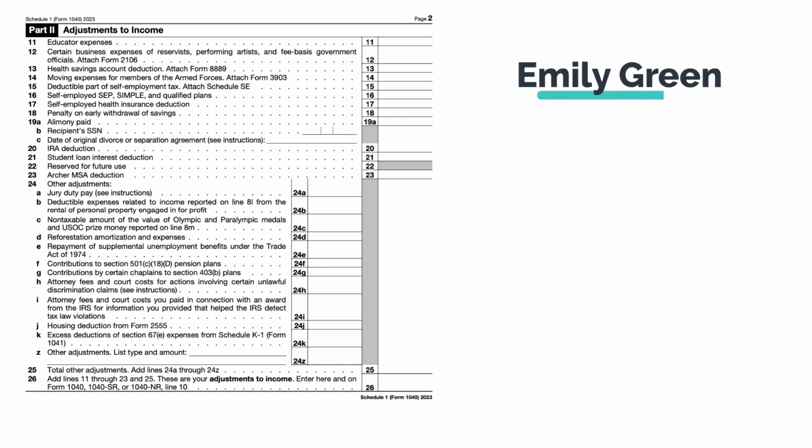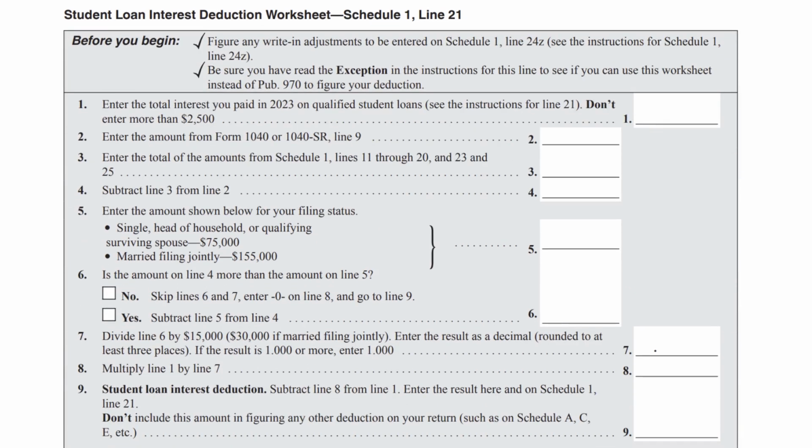We're going to return to line 21 and use the student loan interest deduction worksheet to see how much student loan interest deduction Emily qualifies for. Emily had $3,070 of student loan interest. Pulling up the worksheet, it asks on the first line to enter the amount paid in 2023 on qualified student loans. The maximum amount that can be deducted is $2,500. So that is the maximum amount that can be entered here.